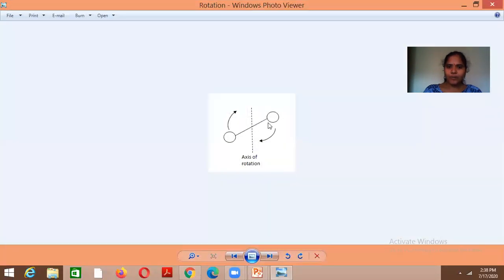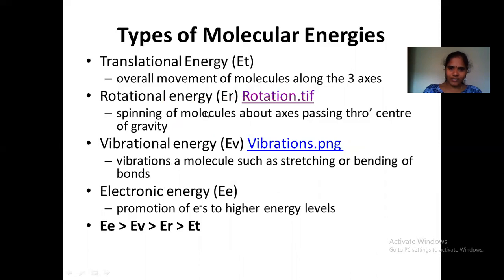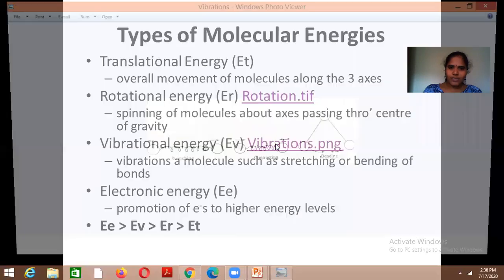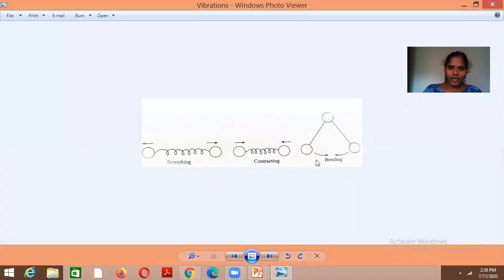If you take a diatomic molecule, which I just represented here, and this is an axis of rotation, the molecule is subjected to rotate like this. A molecule can be rotated in any direction, and the different types of rotations we'll discuss further in rotational spectroscopy. Here just understand that when a molecule is rotating, the energy associated with its rotational motion is called rotational energy.